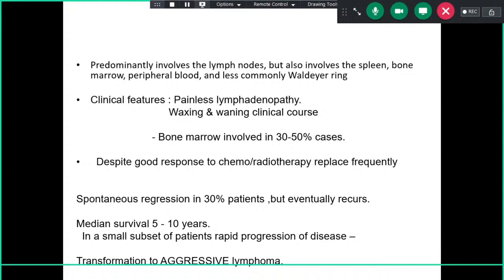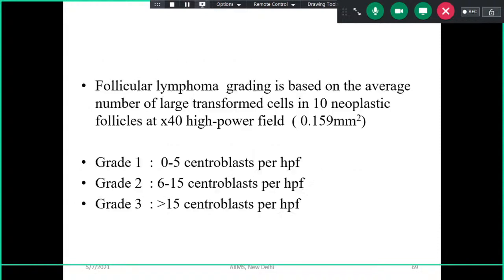It predominantly involves lymph nodes, but also includes spleen, marrow, and peripheral blood. Patients present with painless lymphadenopathy and a waxing and waning clinical course. Sometimes the patient will come after 1 year, saying sometimes it gets bigger, sometimes smaller. Sometimes they increase in size, sometimes they decrease in size. If you do a marrow, in 30 to 50% of cases it may be involved. In some cases they get spontaneous regression also. Survival is usually good, median survival is more than 10 years. Sometimes they may also progress to aggressive lymphomas.